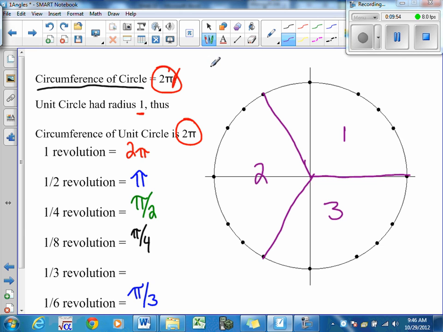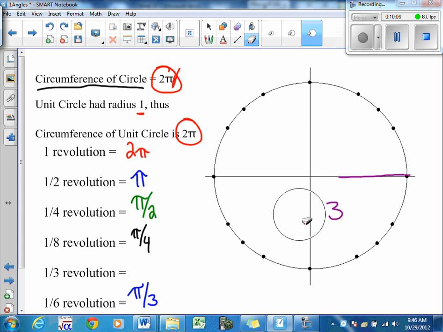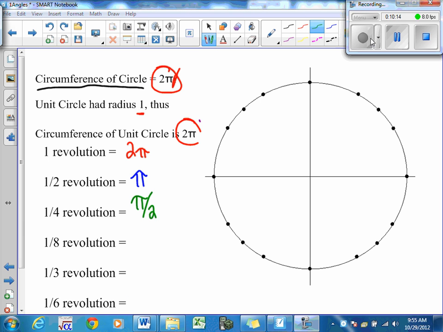Now I'm going to take and divide. All right. Let's try this again.